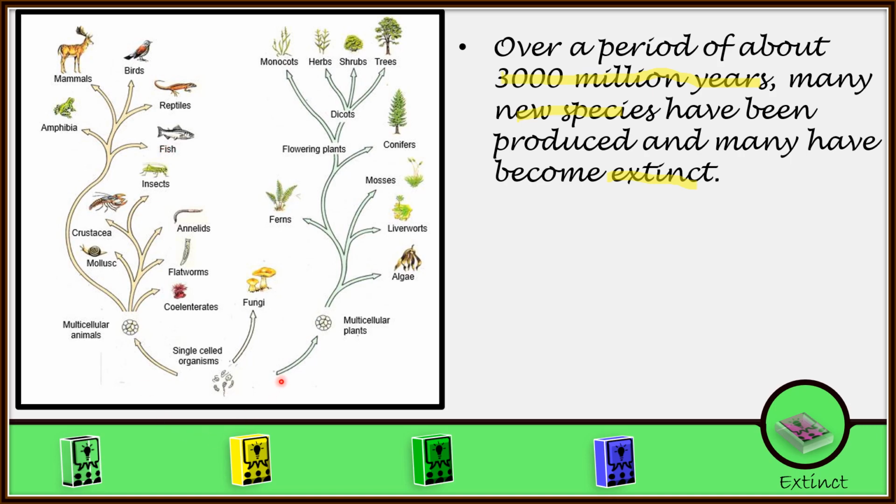When it comes to the plants, they also started with single-celled organisms and went to multicellular plants. Here the algae branched off, the other ones took the other direction, and here they branched into two. The first branch is where we had the liverworts and then the mosses. Then we took the other one, then the ferns got off. We went to the conifers, which also got off. We had the flowering plants. Then here the monocots got off. We had the dicots. And then in the dicots we have the herbs, shrubs, and the trees. So over a period of 300 million years, many new species were formed and many became extinct.